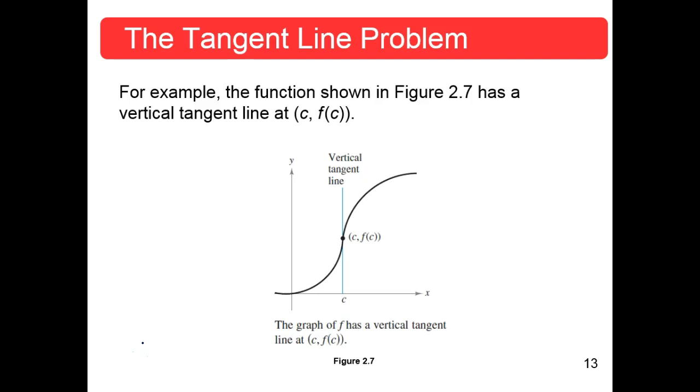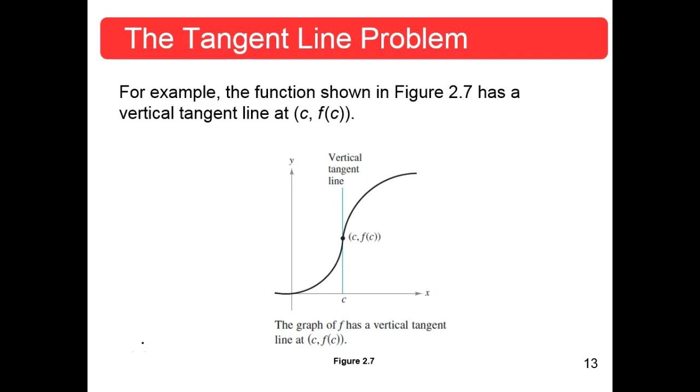Okay, but it does have a vertical tangent line because at some point there, if you have a little bit of change of y over a little bit of change of x, it's going up big time in y and almost nothing in x. That's an infinite slope there. Okay, so that's a vertical tangent line.